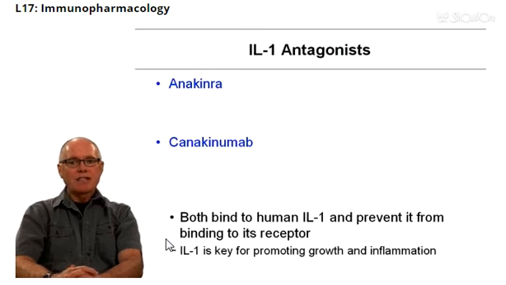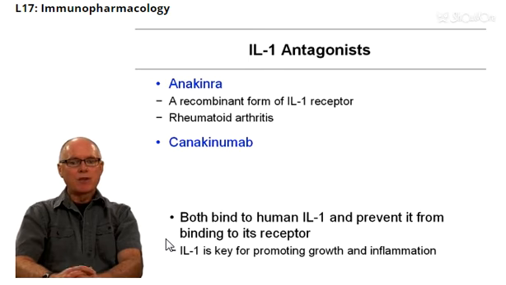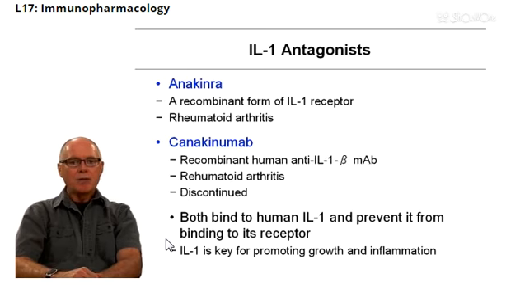IL-1 is a pro-inflammatory cytokine produced by macrophages, monocytes, B cells, and NK cells. The drugs anakinra and canakinumab prevent inflammation by preventing IL-1 from binding to its receptor. Anakinra is a recombinant form of the naturally occurring IL-1 receptor antagonist that prevents IL-1 from binding to its receptor. It's used to reduce pain and swelling that are associated with rheumatoid arthritis. Canakinumab is a recombinant human anti-IL-1 beta monoclonal antibody. It binds human IL-1 beta and prevents it from binding to its receptor.